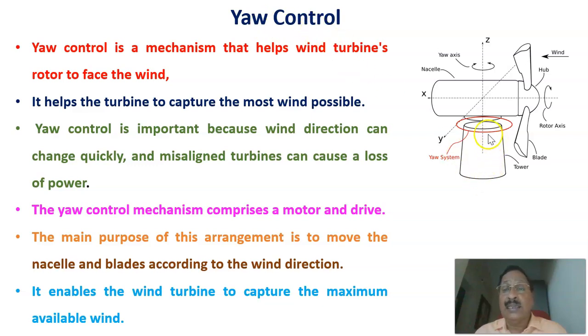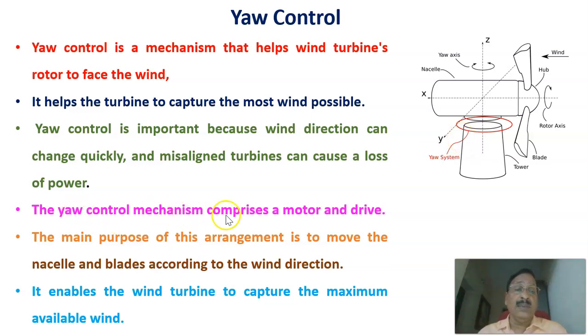Of course, there is a yaw control system motor. Yaw control is important because wind direction can change quickly, and misaligned turbines can cause a loss of power. So the wind direction will be changing quickly, and in order to cope with that, the yaw control motor will act so as to face the wind in the changed direction.